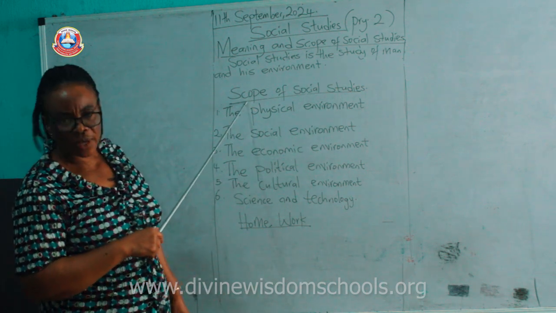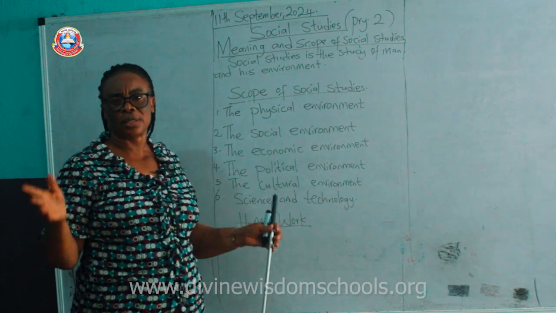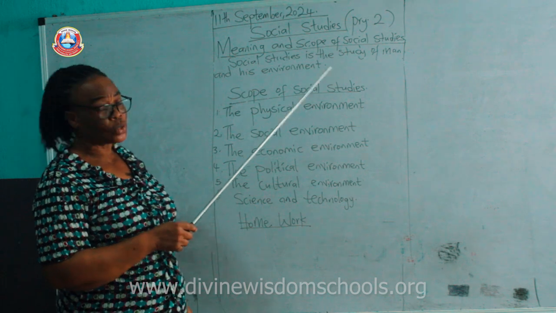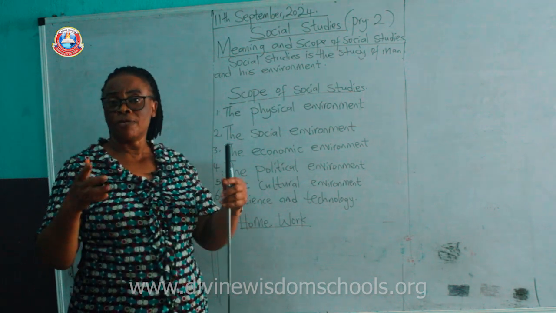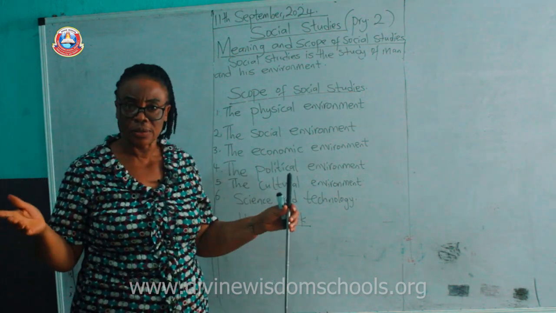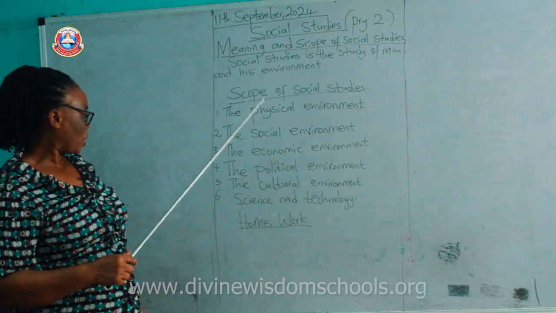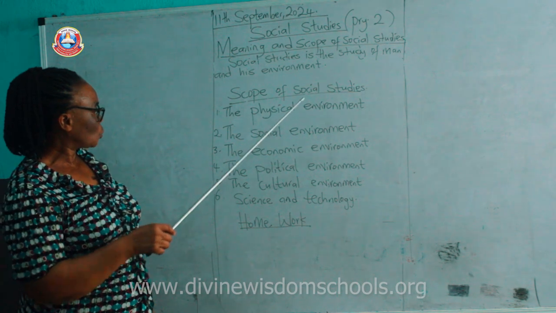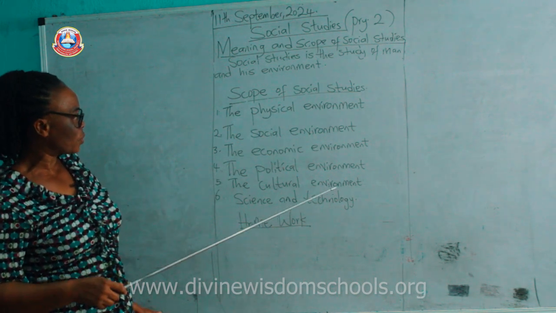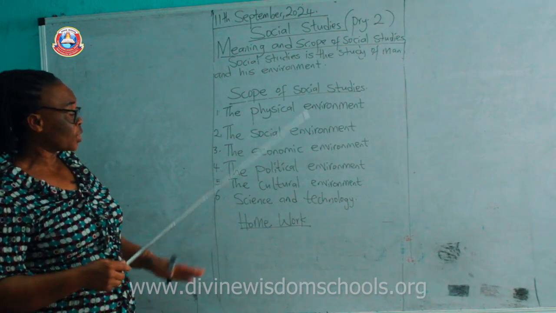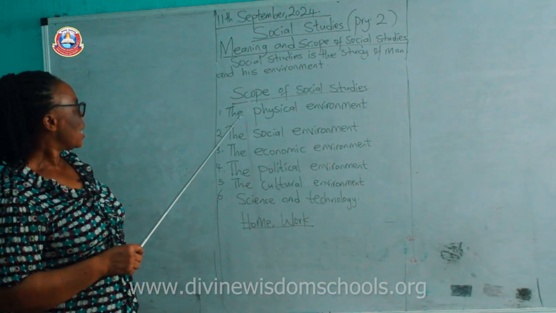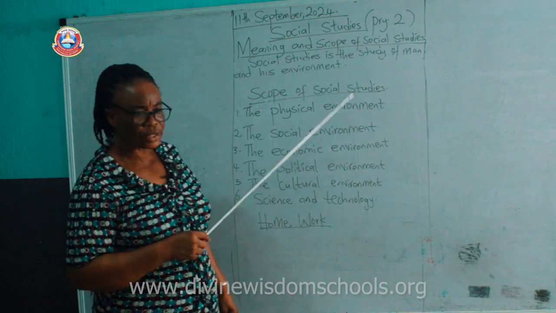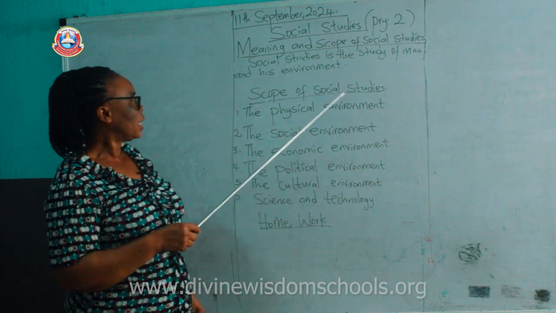The word scope here means the different areas where we can apply social studies to solve the various problems of human beings. Okay? And we have about 6 different areas where social studies affect the life of human beings on this earth or in the society, if you like. The first one is the physical environment. Let's say it together, the physical environment.